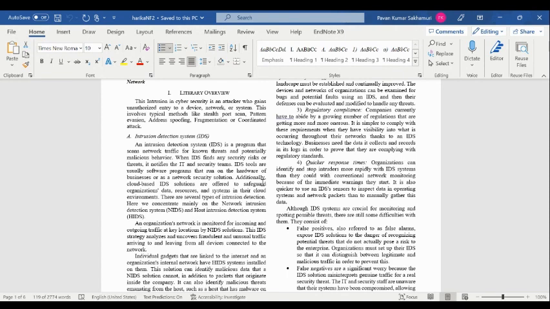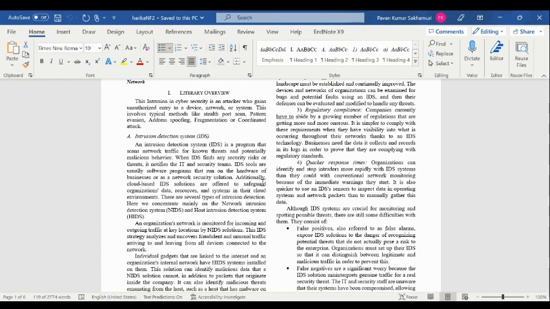Network intrusion detection system. This strategy analyzes and uncovers fraudulent and unusual traffic arriving at and leaving from all devices connected to the network.